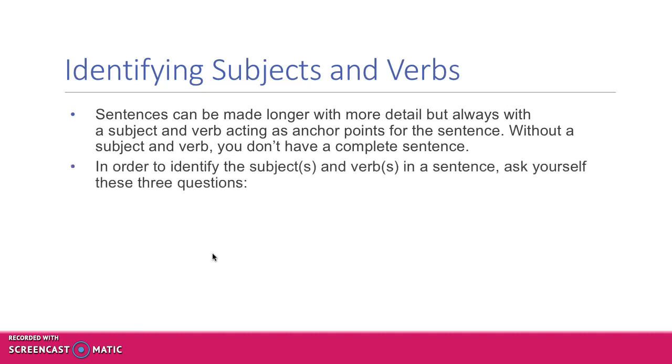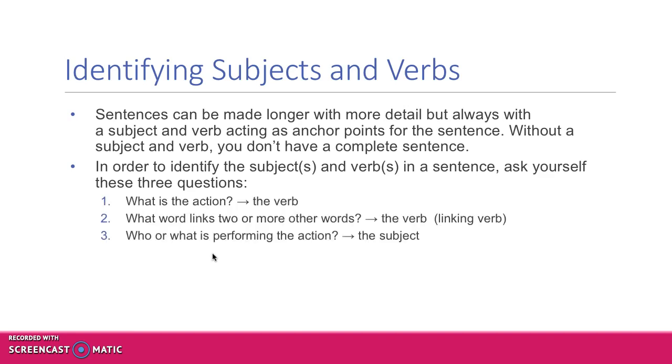In order to identify the subjects and verbs in a sentence, you can ask yourself these three questions. So 1, what is the action? And that will tell you the verb. 2, what word links two or more other words? And that will tell you the verb if it is a linking verb. 3, who or what is performing the action? That will tell you the subject.